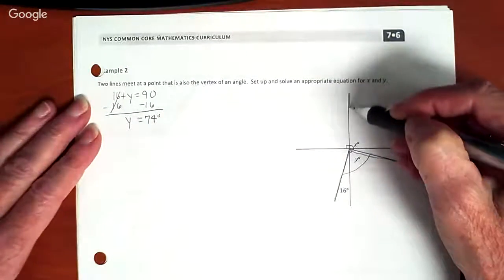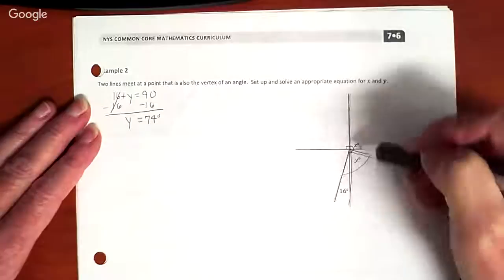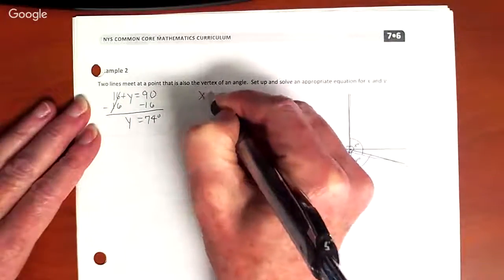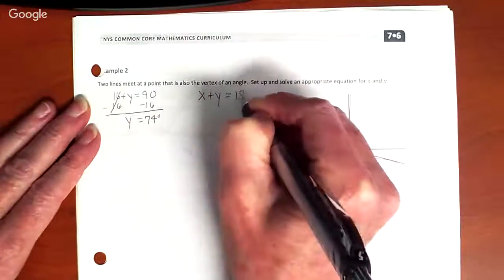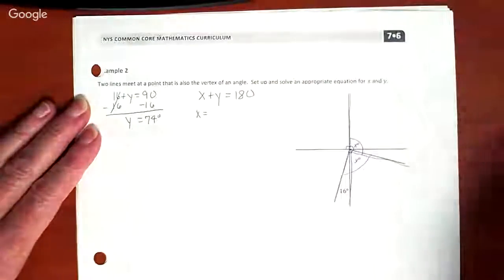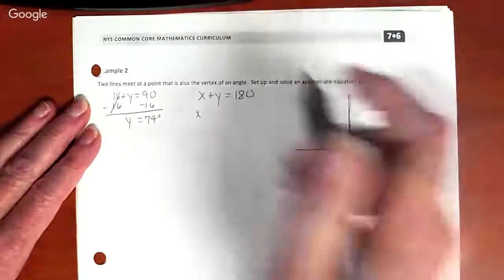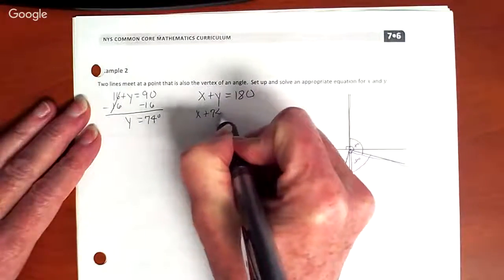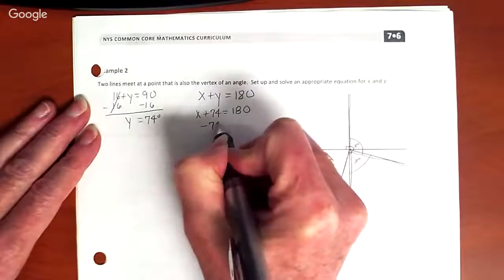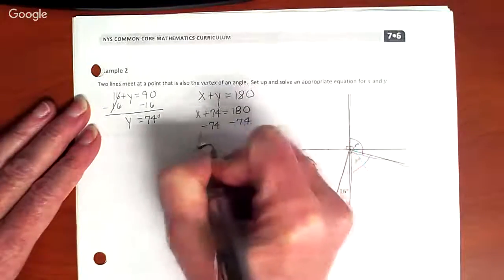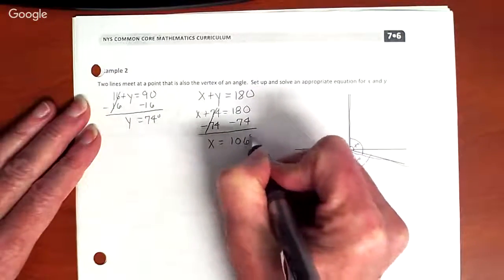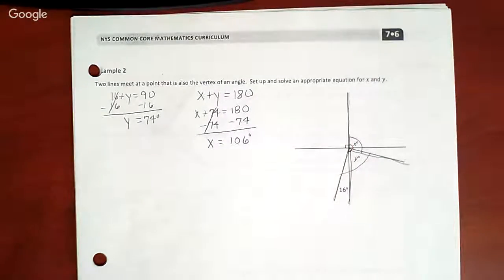Now to find x, we have this here, and we have x here, and then y. So x plus y equals 180. Y is 74 degrees. Subtract 74 from both sides. X equals 106 degrees. And that ends our lesson.